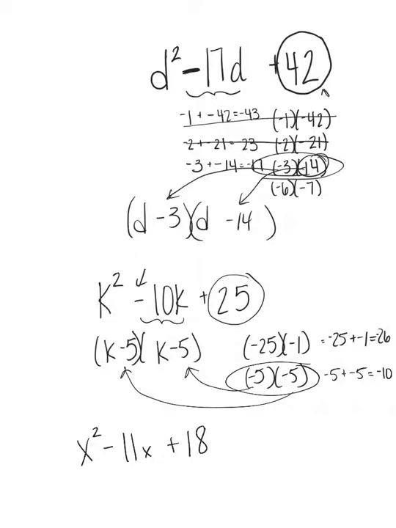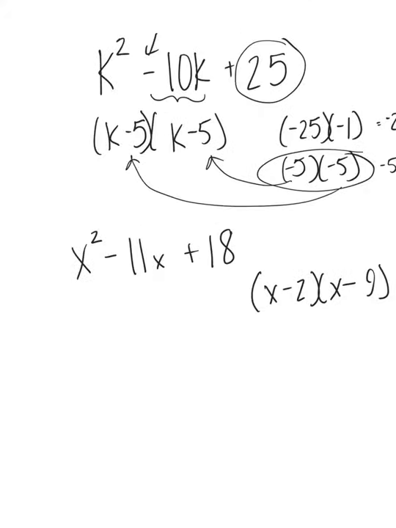All right, lastly, I would like you to do x squared minus 11x plus 18. Pause me and see what you get. Welcome back. Hopefully you got x minus 2 times x minus 9. Again, if you don't understand how you got that, 18 is my c term, and because this is negative, I want to look at taking the negative factors. Negative 18 and negative 1, negative 9 and negative 2, negative 6 and negative 3.